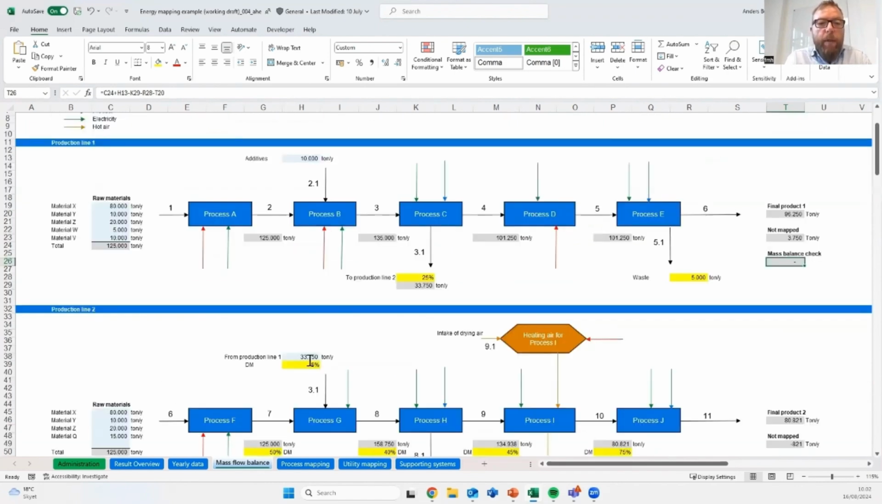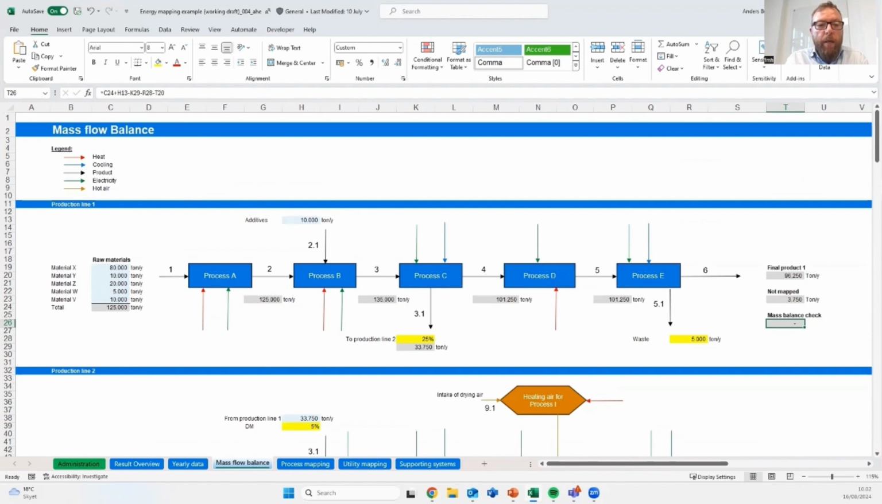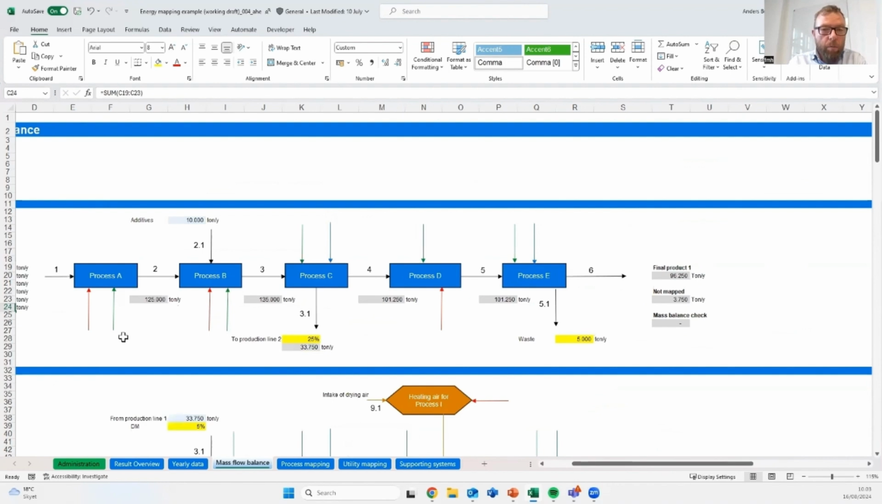in process line 1, we have process A. We have the sum of all the incoming raw material going in, being mixed. We have the sum of that going out in point number 2. Then we add in some additive to process B. So we increase the mass over process B, going out in point 3, entering process C. And here we have a split in process C.